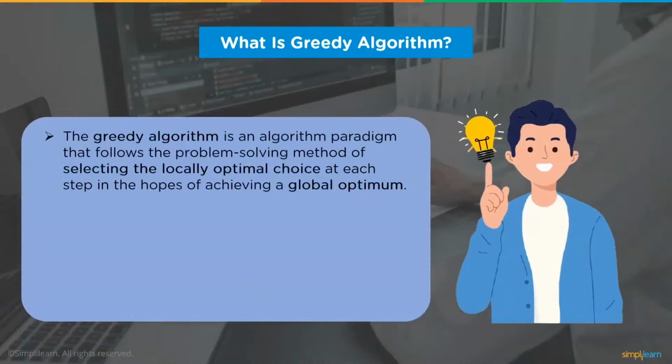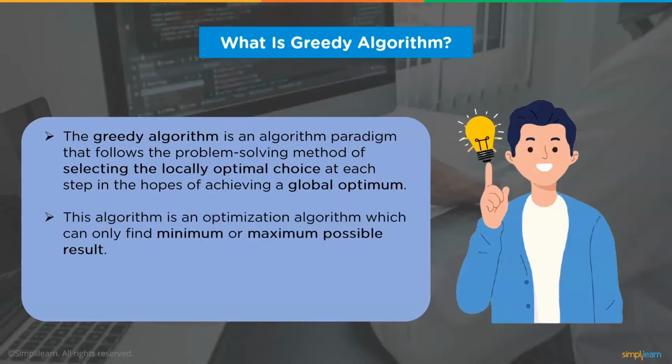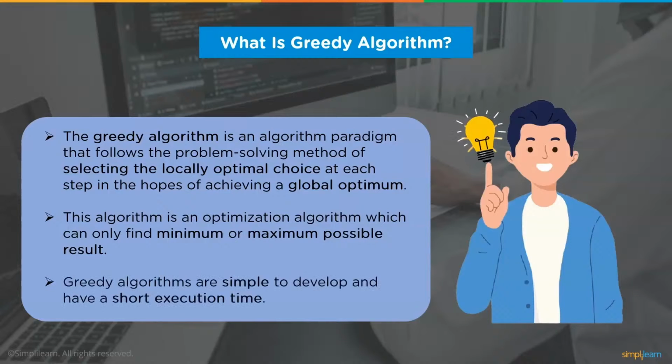Basically, a greedy algorithm is based on a problem-solving method that involves making locally optimal decisions at each stage in the hopes of achieving a global optimum. That means at each stage we choose a locally optimal value in the hopes of arriving at the optimum possible end result. Furthermore, this algorithm is an optimization technique that can find either minimum optimum result or maximum optimum result. The best part about this algorithm is that it is simple to understand and implement as well. Additionally, the runtime complexity for this algorithm is pretty reasonable.